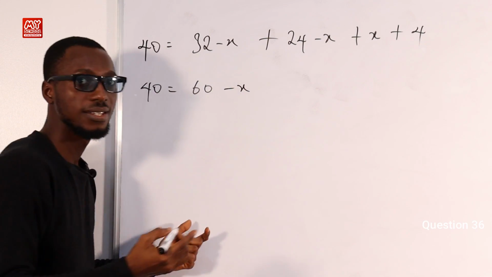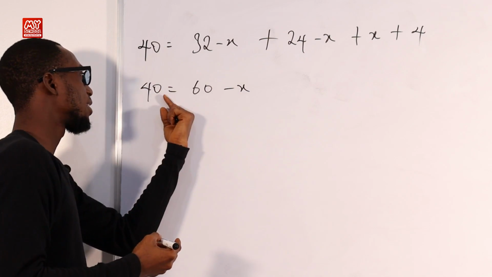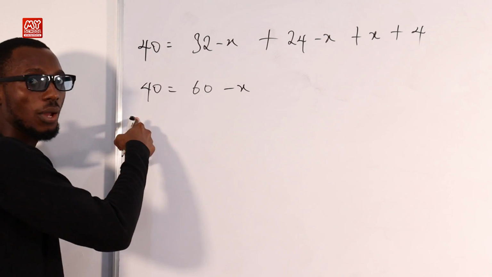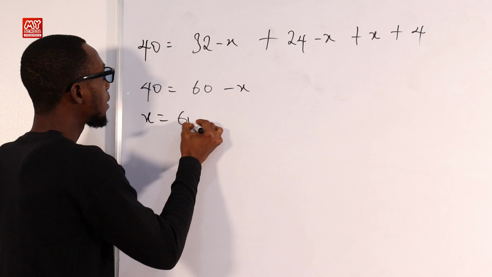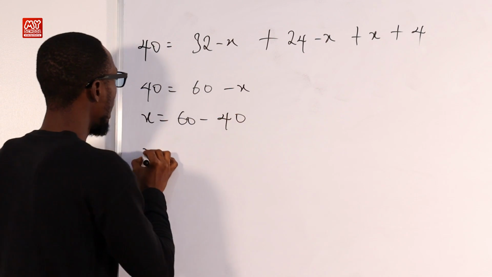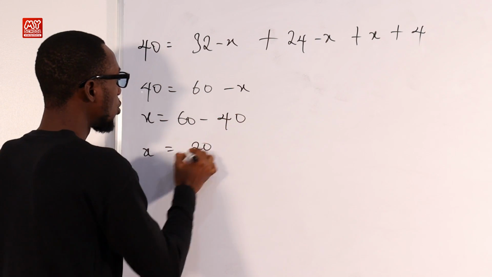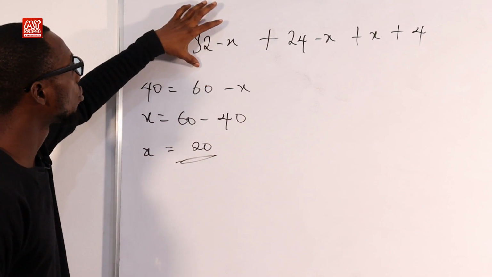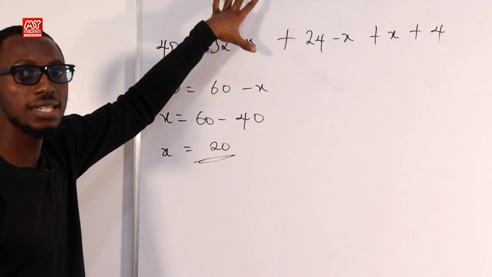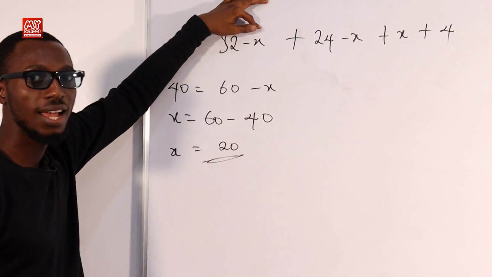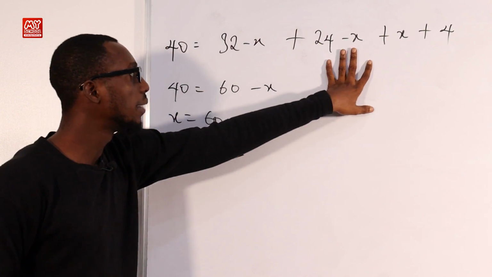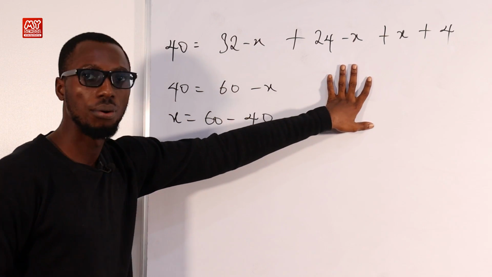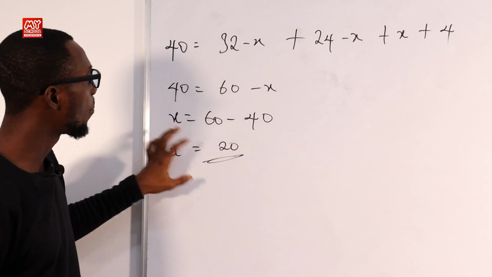So making x the subject, we'll send x here, then 40 comes to the right hand side, it will become negative. X coming here becomes positive. So we have x equals 60 minus 40. So x equals 20. So the number that offer both is 20. If you're asked to find the number that offer only physics, it will be 32 minus 20, and that is 12. Only mathematics, that will be 24 minus 20, that is 4. Okay, so the number that offer both is 20.